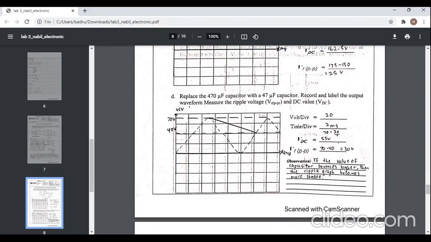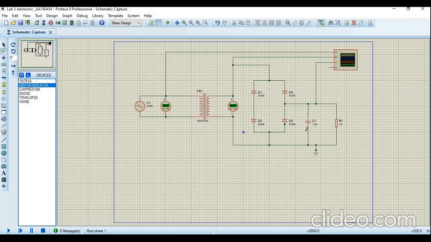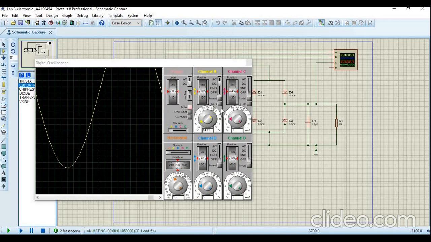Soalan D. Soalan D senang saja, replace the 470 capacitor with the 47 microfarad capacitor. Record and label the output waveform. Measure the ripple voltage and DC value. Okay. Untuk Proteus, kita hanya tukar nilai sahaja dan kita run. Selepas itu kita akan tahu nilai di digital oscilloscope kita.